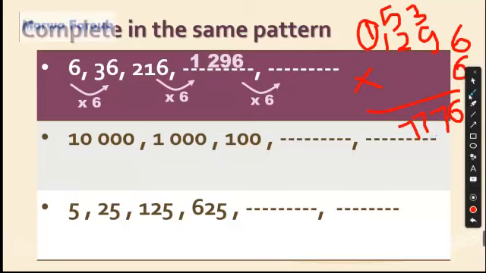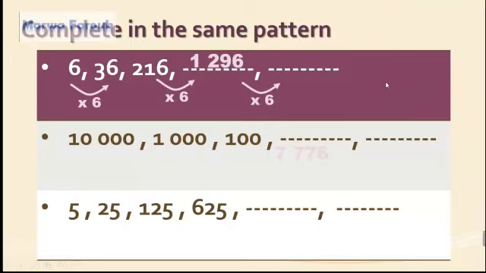7,776. Let's see if we are right. We have what? 7,776. We are right. Okay, now let's move to the next exercise.